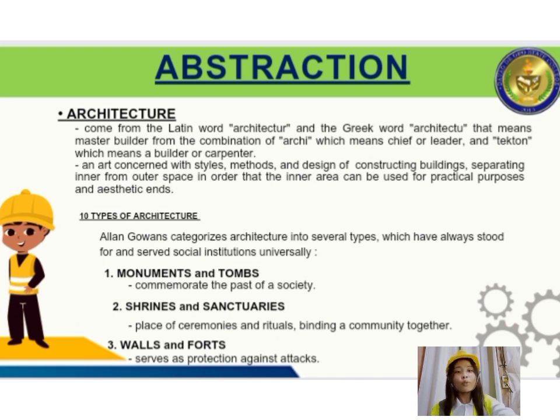So now we will discuss the types of architecture. We have 10 types of architecture, which are categorized by Alan Gowans. Alan Gowans categorizes architecture into several types, which have always stood for and served social institutions universally.